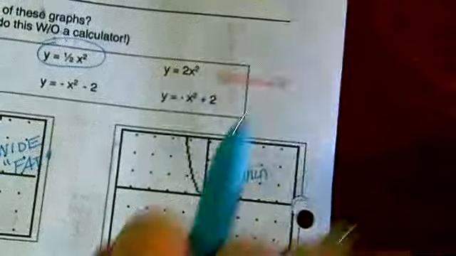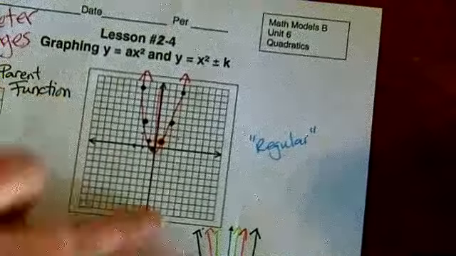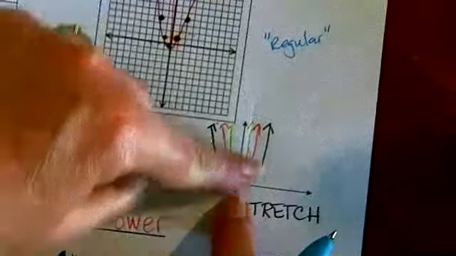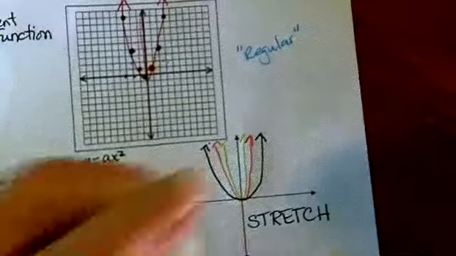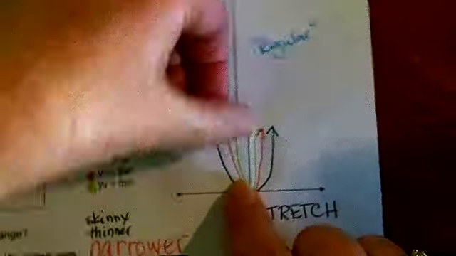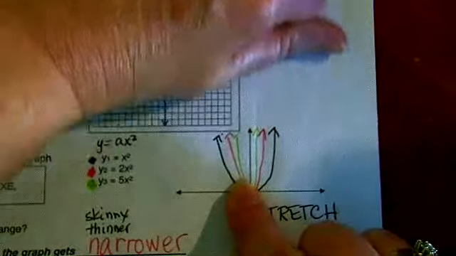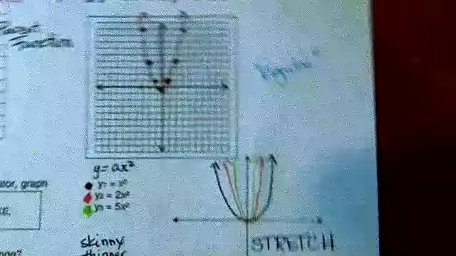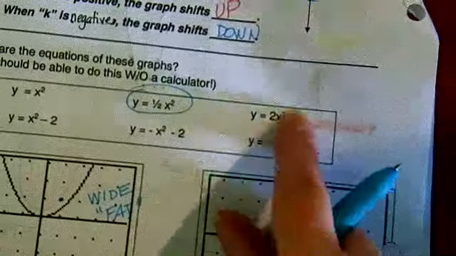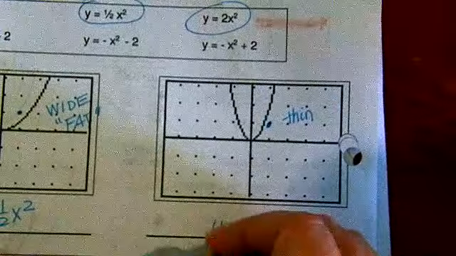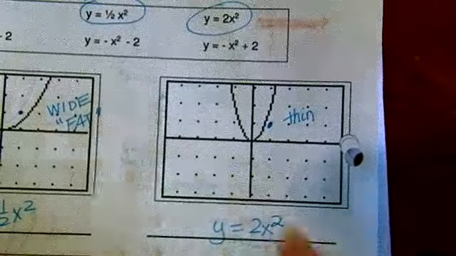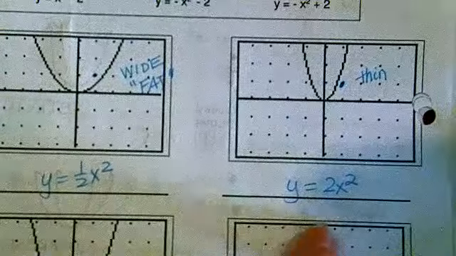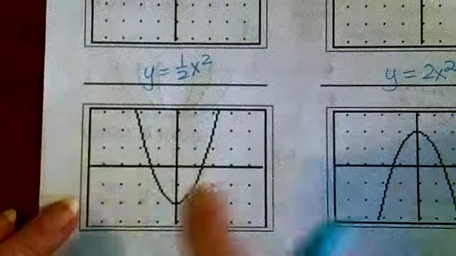Now, what makes it get skinny? If I take this and stretch it, x squared, 2x squared, every time you pull on it up more, it gets skinnier and skinnier. So it's going to have a number in front. So the one that has a number in front is this one, 2x squared. So this one is 2x squared. There we go.